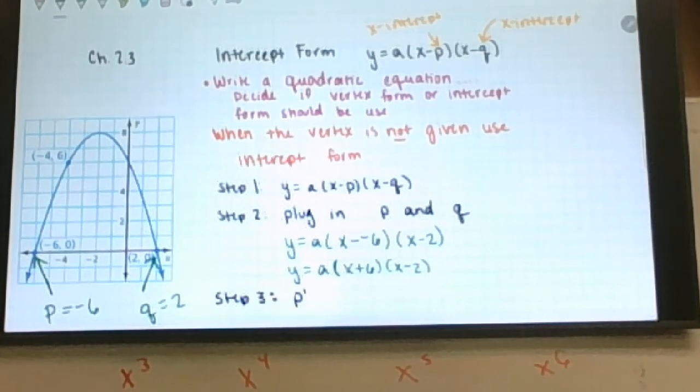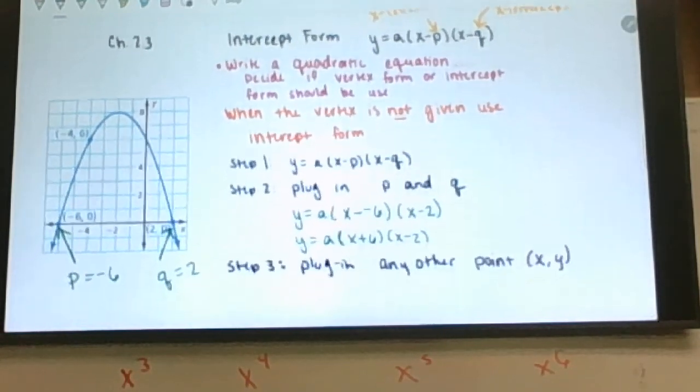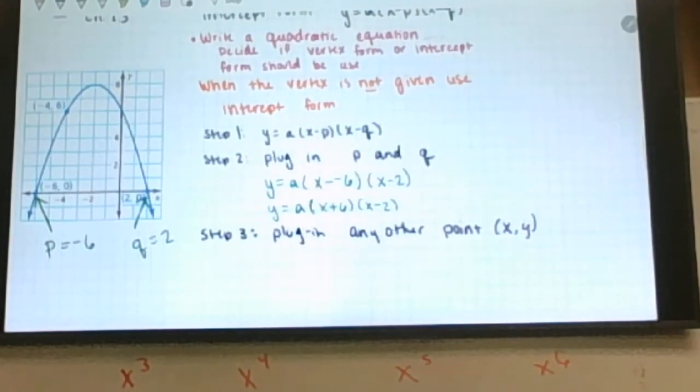Step 3, just like before, plug in any other point. So now we're going to use the other point given, the x, y. This is x and this is y, right? I'm going to use that third point given and put it in the xy spot. Negative 4, 6. So now it's 6 equals a.